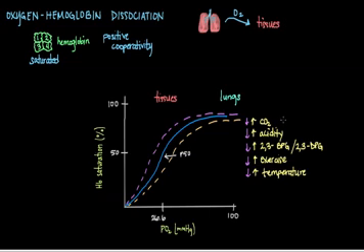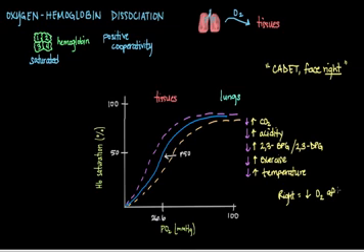And there's a little mnemonic that is helpful for remembering whether an increase in these factors creates a rightward shift or a leftward shift. And that mnemonic is cadet face right. So the C standing for carbon dioxide, A for acidity, D for DPG, E for exercise, and T for temperature. And so an increase in these factors creates a rightward shift. And don't forget that ultimately a right shift means lower oxygen affinity, and a leftward shift means there is increased oxygen affinity.